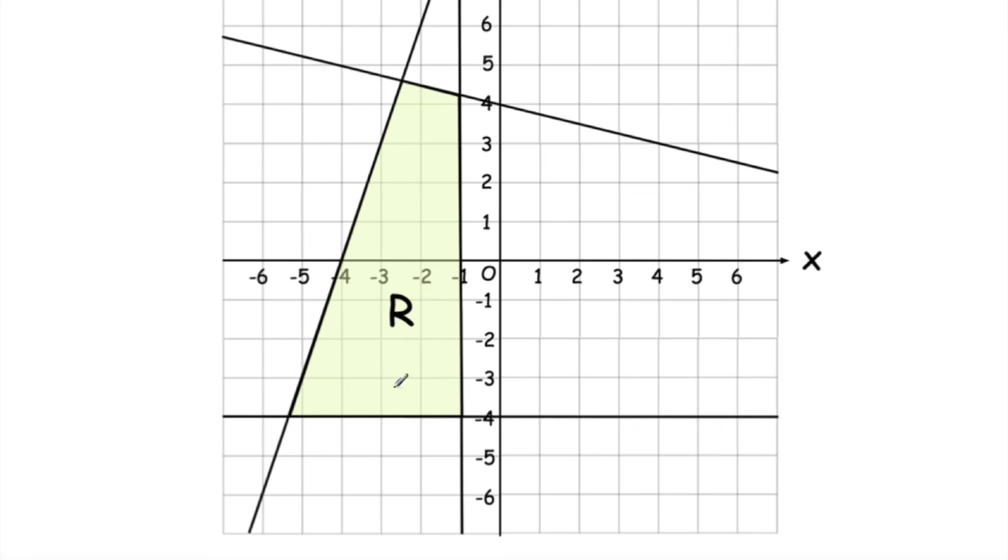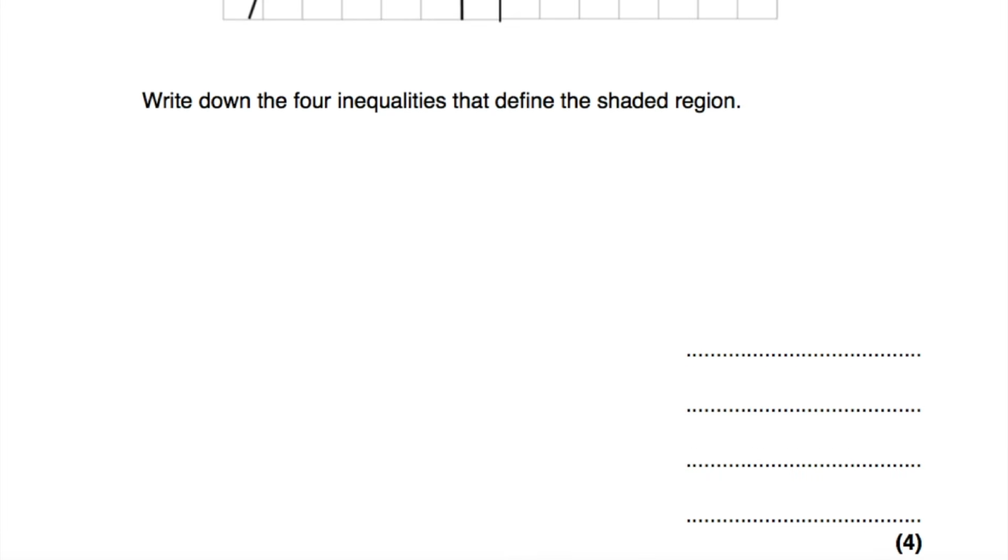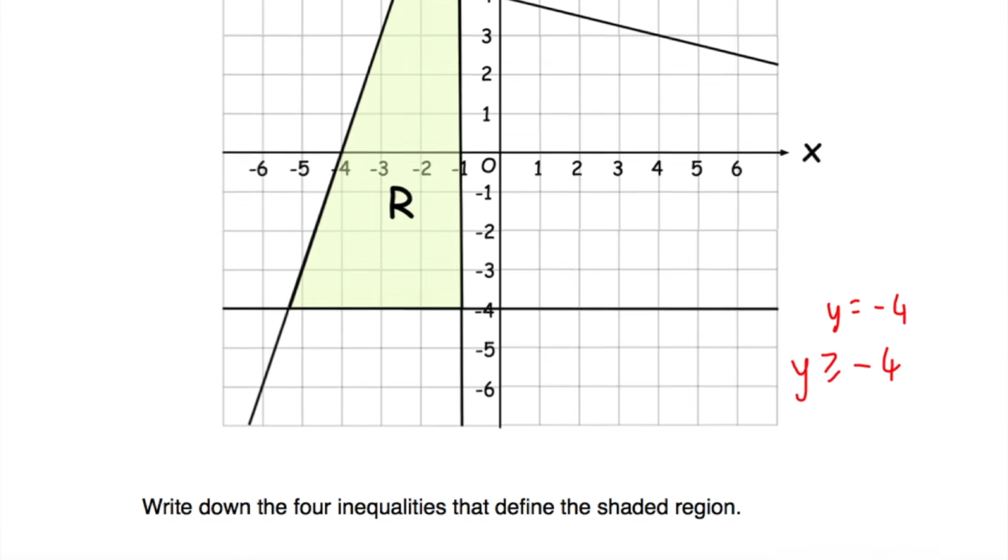It's a horizontal line that passes through the y-axis at -4. So y equals -4 is the equation of that line. It's above that line, so it's going to be y is greater than or equal to -4. So that one's quite straightforward, and I'll write that one down to begin with, that y is greater than or equal to -4. Okay, so we've done that horizontal line.